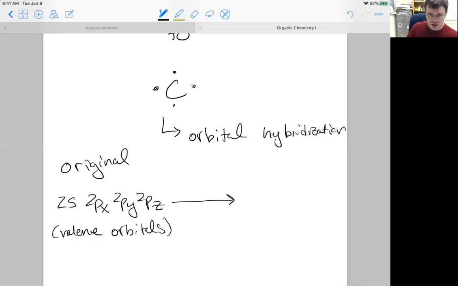Now, what I'm going to do just to make this fun, because hybridization is pretty fun, is we're going to invent what's called the hybridization machine.